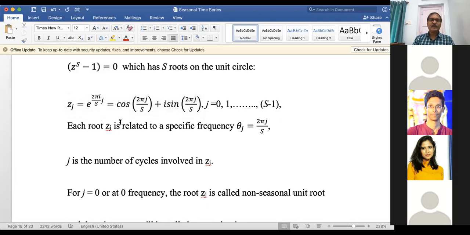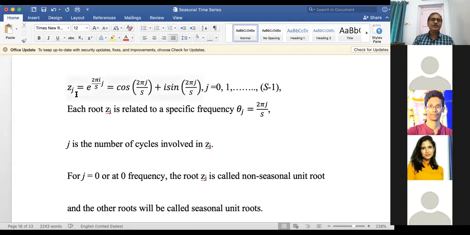Ultimately we have to keep in mind, Zj is equal to cos of twice pi j by s plus i into sine of twice pi j by s. Here j varies from 0, 1, 2 up to s minus 1. So how many roots will you get from this equation? S number of roots. If you set j equal to 0, j equal to 1, j equal to 2, in this way, the maximum value of j will be s minus 1. So j varies from 0 to s minus 1, that is, we will get s number of z.